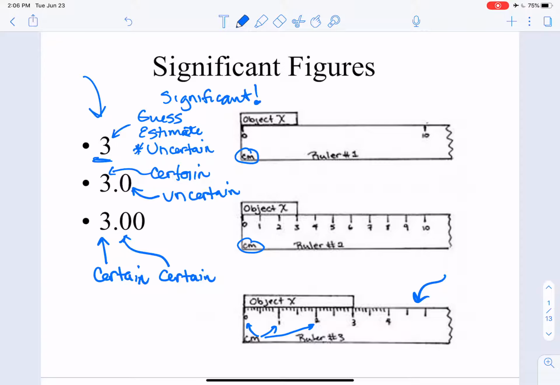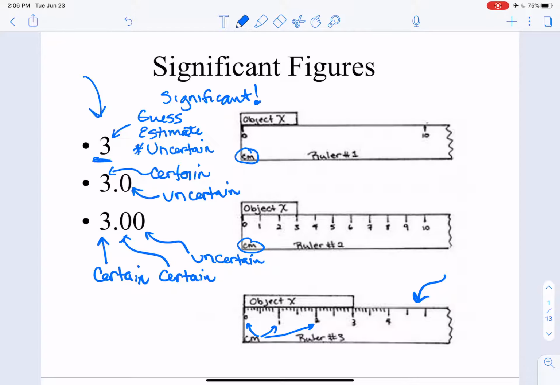And this really is weird to students, that you need to make a guess. But we do. And what we see is that for me, what I said is, I'm sure that it's 3 centimeters. I am sure that it's 3.0 centimeters. And I think that it's 3.00 centimeters. So this one right here would be my guess or my estimate. That would be uncertain. And my measuring device does not have a measuring increment right there.